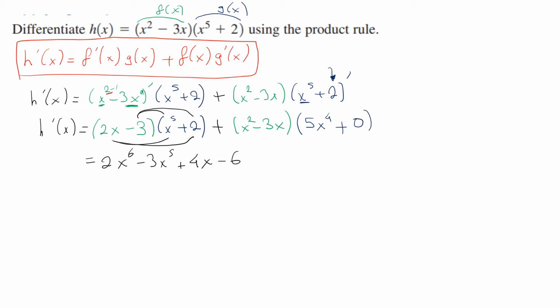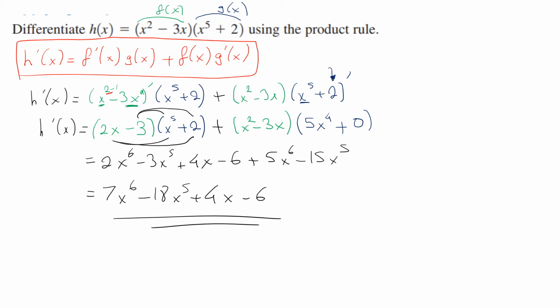Now I'm going to do the same thing over here. If I expand it, I'm just going to do it fast. If I expand it, I'm going to get 5x^6 minus 15x^5. Now I'm going to add these all together, so your answer is going to be 7x^6 minus 18x^5 plus 4x and then minus 6, and that's how we use the product rule.